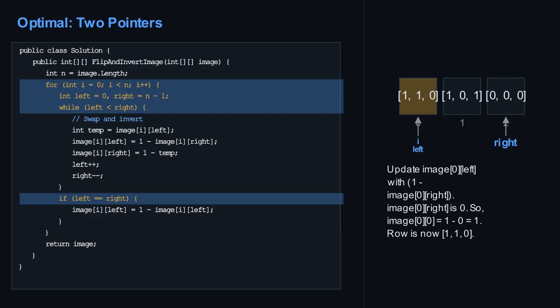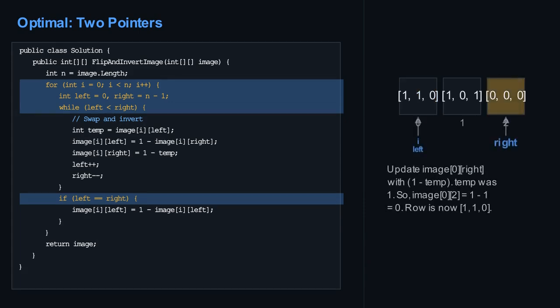The condition left less than right is true because 0 is less than 2. We enter the loop. We store the value at image at row 0, column left, which is 1, into a temporary variable, so temp becomes 1. Now we update image at row 0, column left.